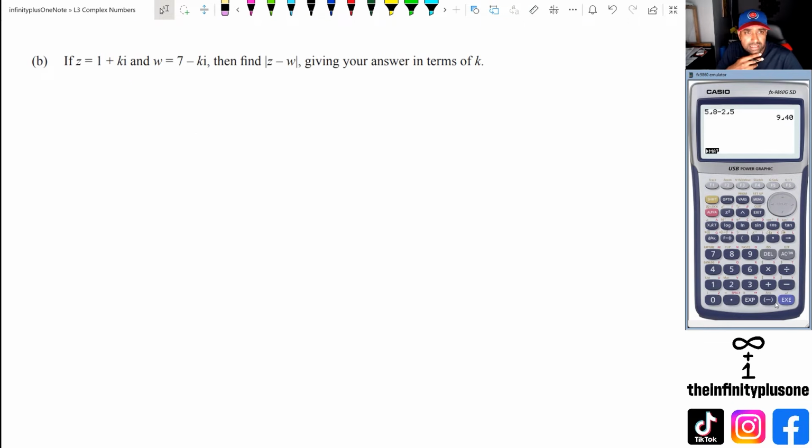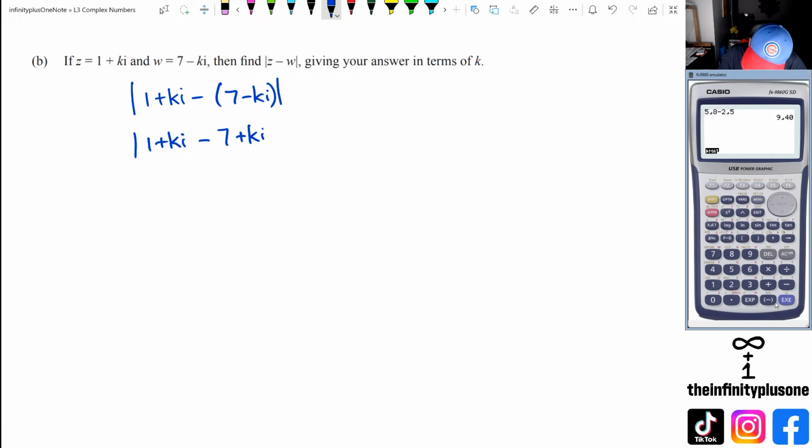So we've got z is this, w is this, then find the modulus of z minus w. So we're going to have 1 plus ki minus w, which is going to be, make sure you put this in brackets, folks, because it's very easy to forget the brackets, which kind of messes people up all the time. So then we've got 1 plus ki minus (7 plus ki), and here what we're going to get is negative 6 plus 2ki.